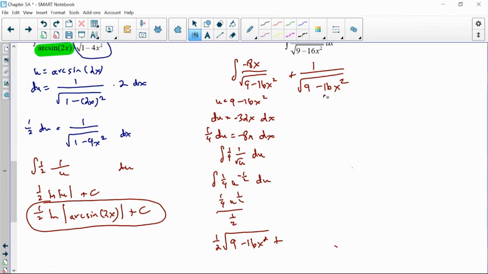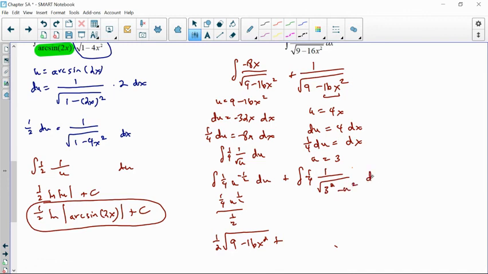Now here, let's let u be 4x because 16x squared would have resulted from 4x as the quantity. So our derivative is 4 dx, so we're off by a factor of 1/4 here. So 1/4 du equals dx. And in this case, my a value is something more than just a 1, it's a 3. So when we integrate this, it's going to be 1/4, 1 over the square root of 3 squared minus u squared du. That's characteristic of arc sine.